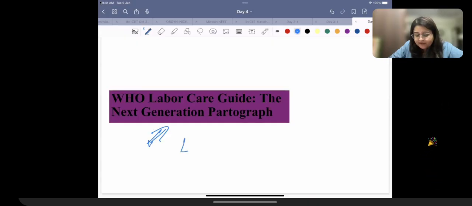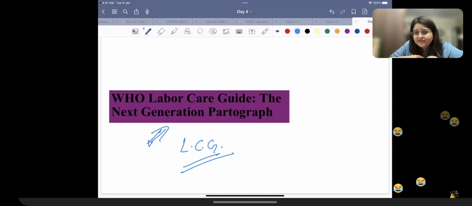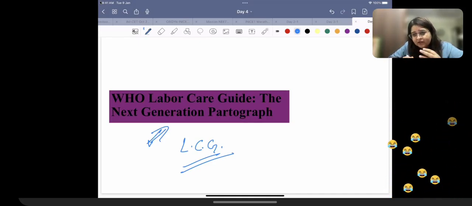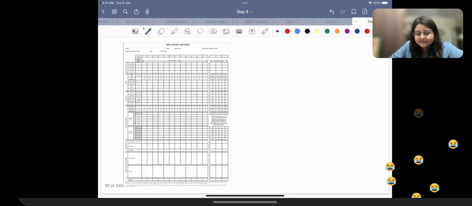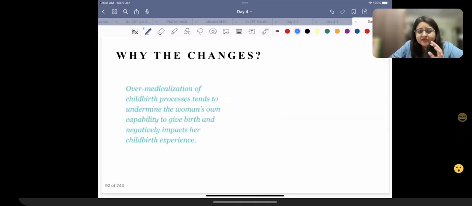Because now WHO has introduced the labor care guide, which has changed all the concepts I've taught you till now. Now, everything is changed. So let's try to understand this. This is how the LCG looked. It's very blurry, so I've split it into parts.